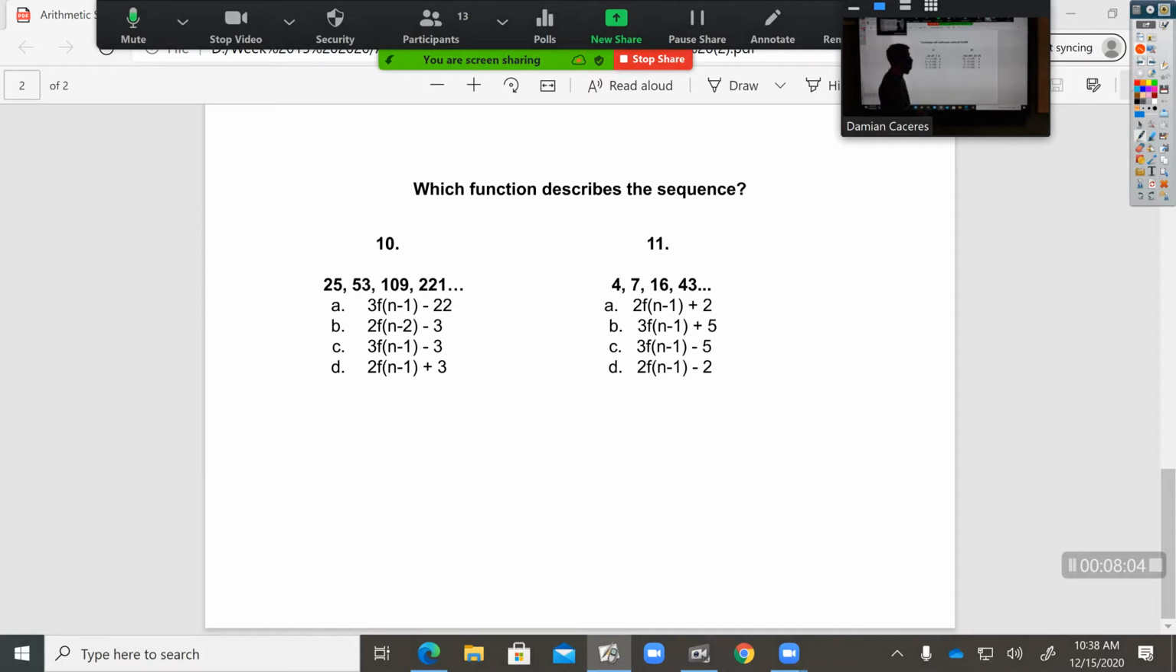Now, on the last 2 questions, it's just like on the previous section. Plug in the first number right here, and then solve it, see if it gives you the next number. Only one works all the way through your sequence. So just because it works the first time, don't pick that answer.